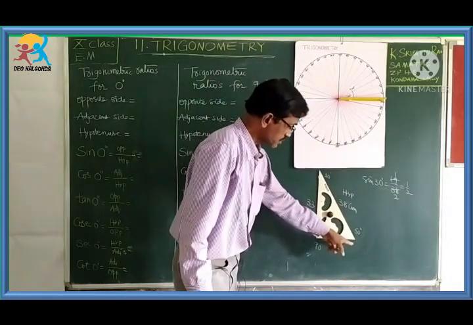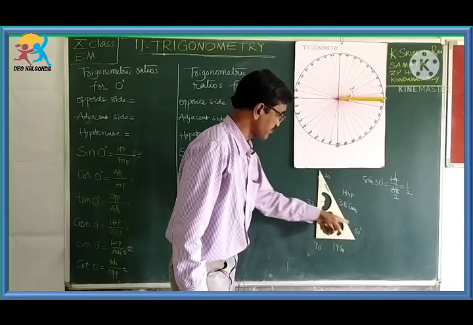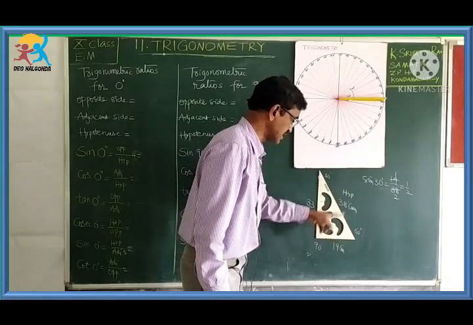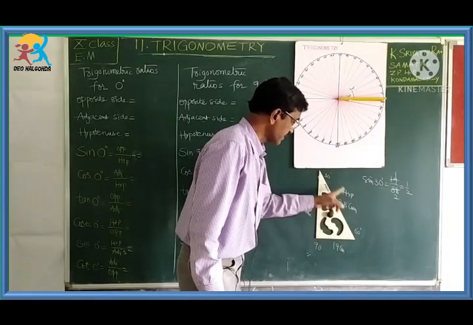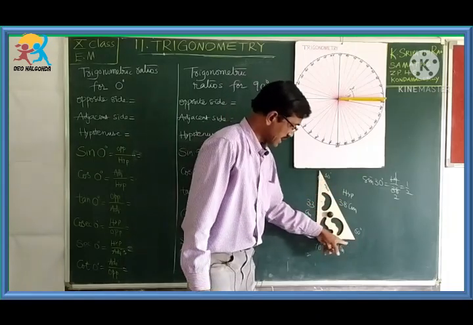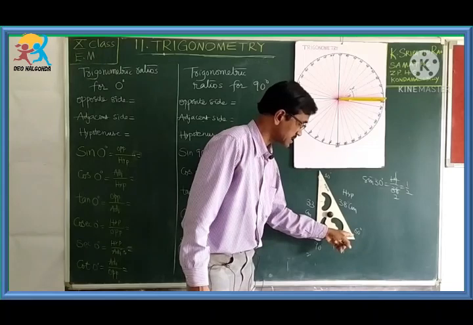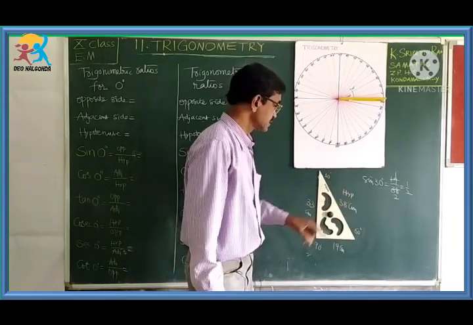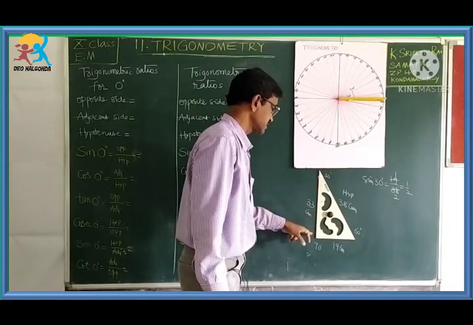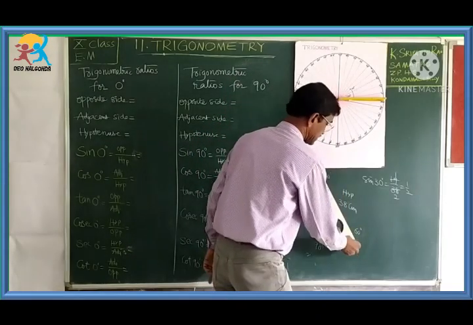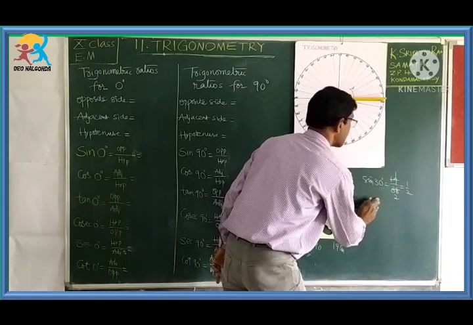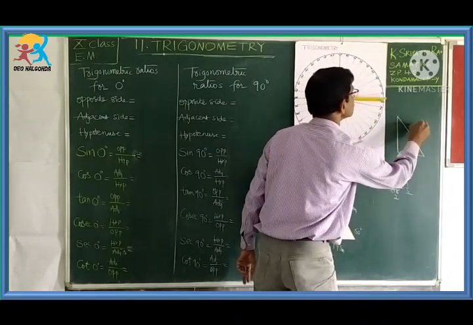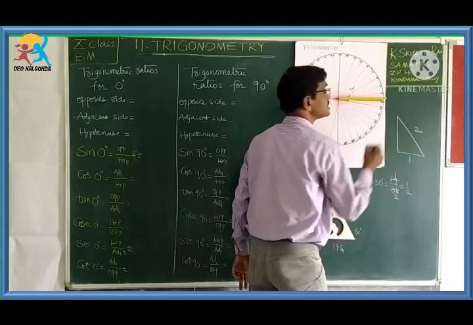So the ratio of the opposite side to the hypotenuse is 1:2, or hypotenuse to opposite side is 2:1. So when the angle is 30 degrees, the opposite side is half of the hypotenuse and the hypotenuse is double the opposite side. Then what will be the length of this side? If we take 1, this is 2, then from this triangle, what will this one be?